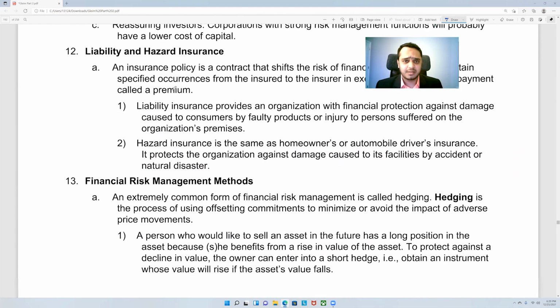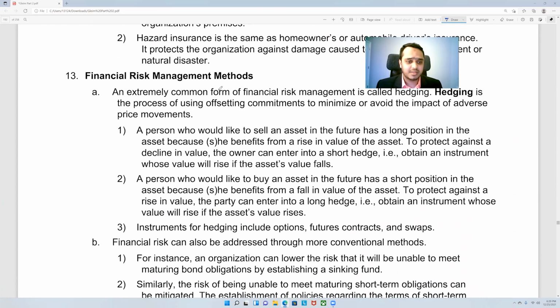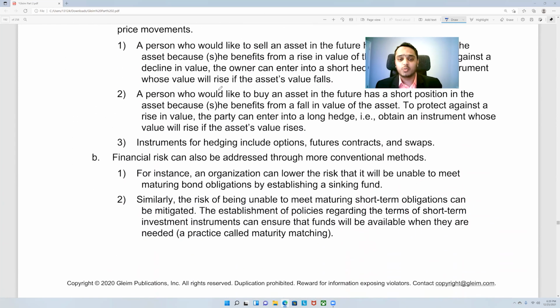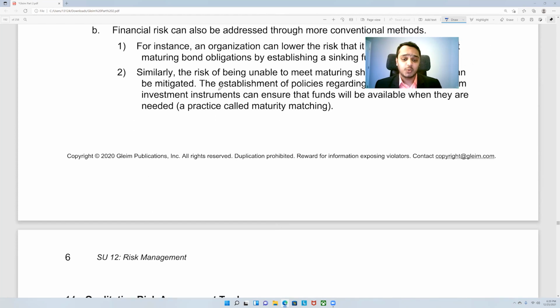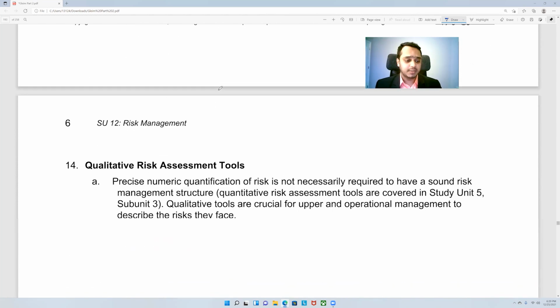Then liability, hazard, risk insurance is something which is the same. Financial risk and management method is related to selling an asset, buying an asset, or future options, contract swaps, which we are going to do in section B. I'm not yet done with section B in these recording sessions. I'm going to do it after 2 sessions. So in there, we are going to discuss these in detail. We'll talk about it then.